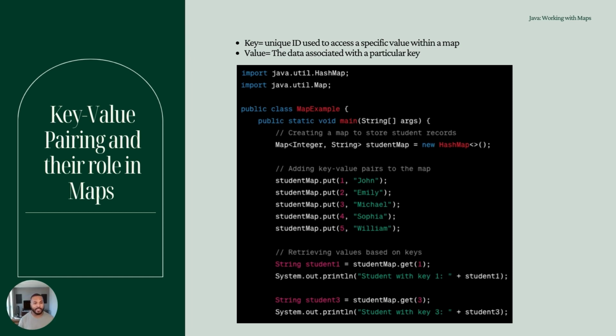I have a coding snippet here of a map example. In this coding snippet, we create a map called student map using the HashMap class, which implements the Map interface. The key type is Integer, representing the student ID, and the value type is String, representing the student's name.